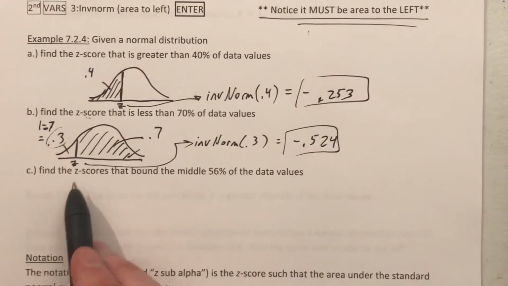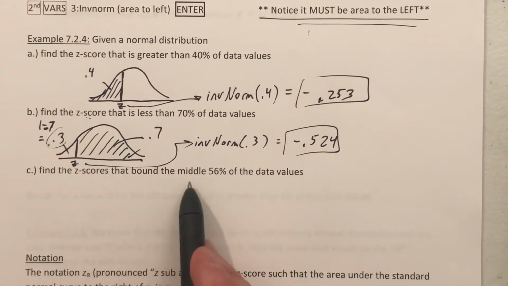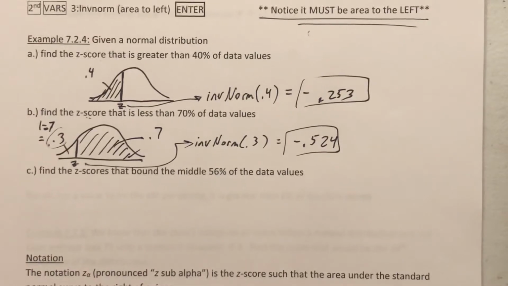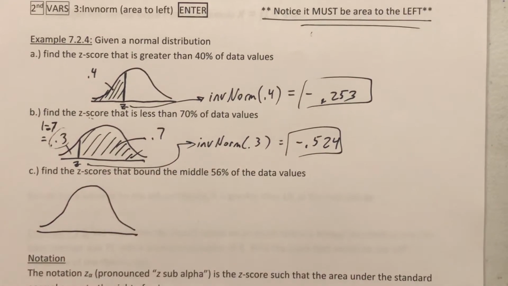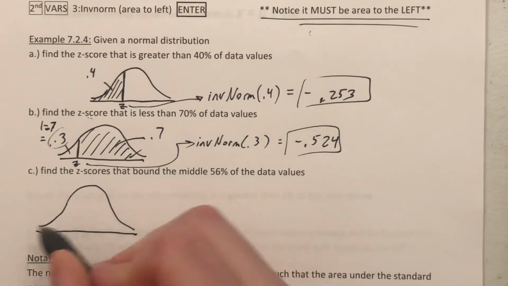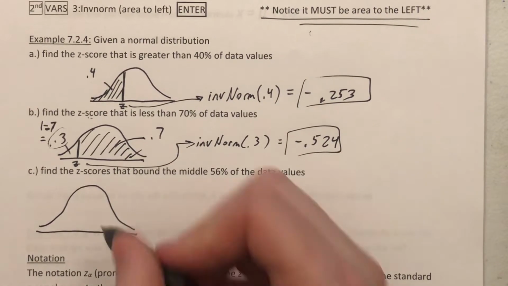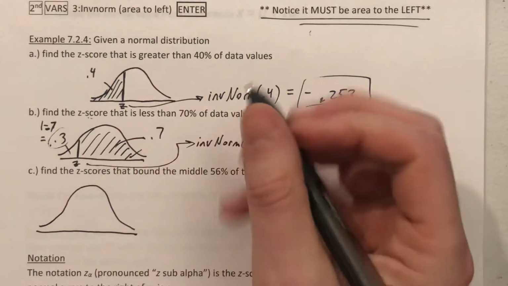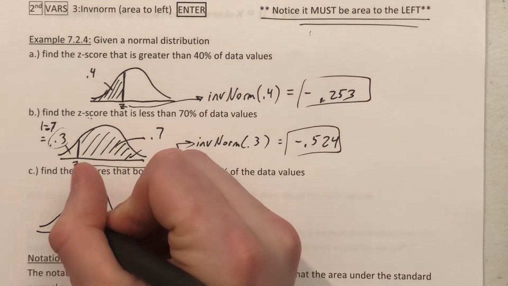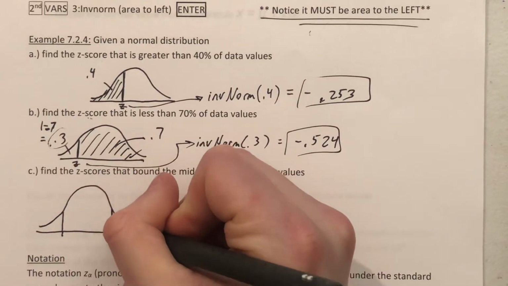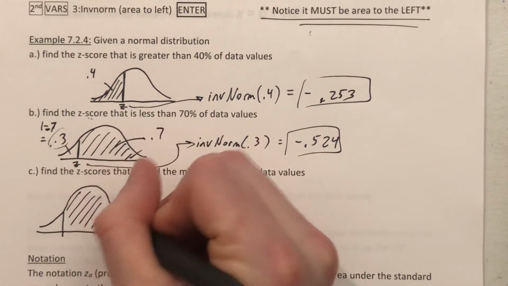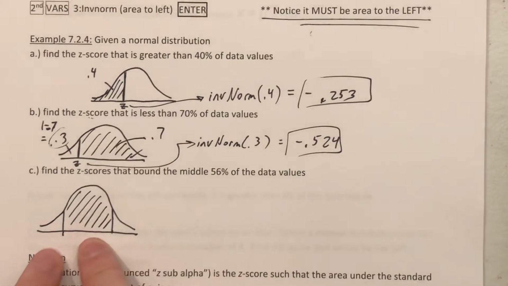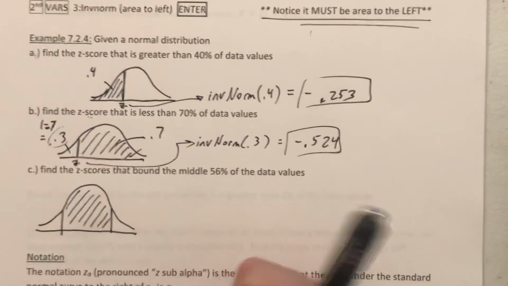Now the last one, find the z-scores that bound the middle 56% of the data values. All right, so for the middle 56%, that's relying on us knowing that the bell shape is symmetric. And so the middle 56, it's hard to estimate exactly where this is going to be, but what I want to point out is I'm going to try to draw lines equidistant from the center, because when they say middle, they're referring to the same distance left and right of center.